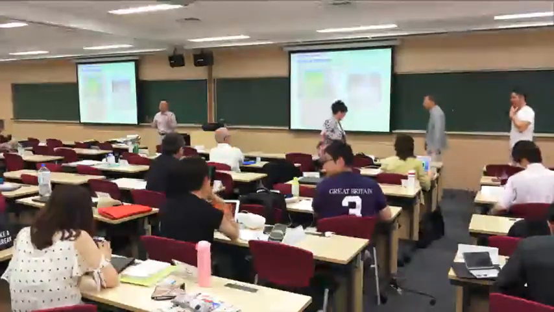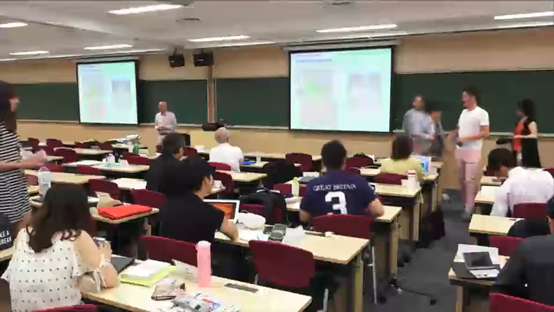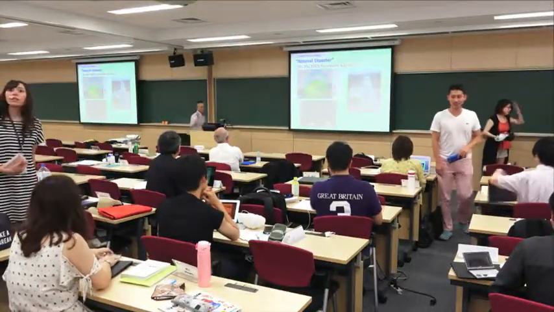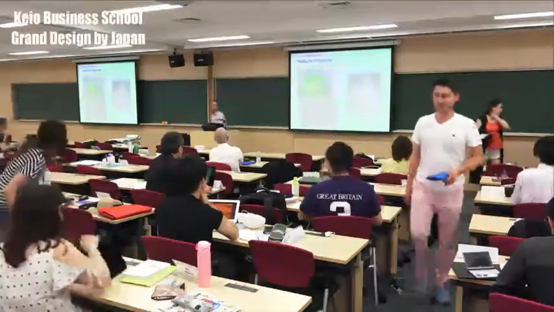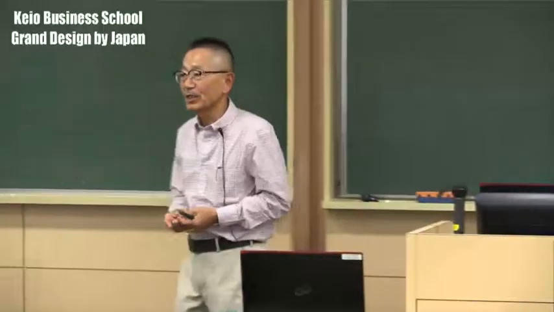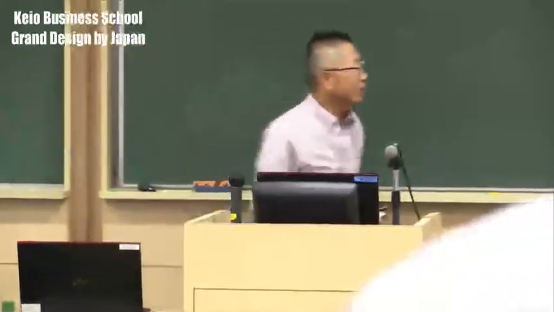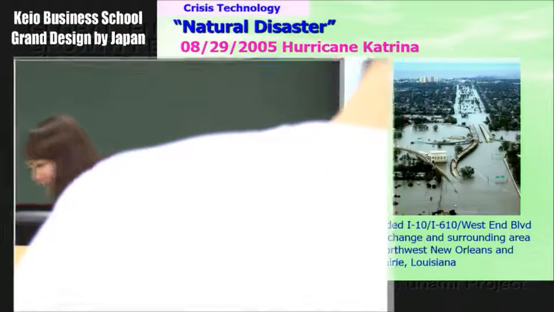We are now working on Chapter 5 and the crisis technologies. From now on, I will introduce how technology can be adopted for crisis technologies. The first one is the very famous natural disaster, Hurricane Katrina.